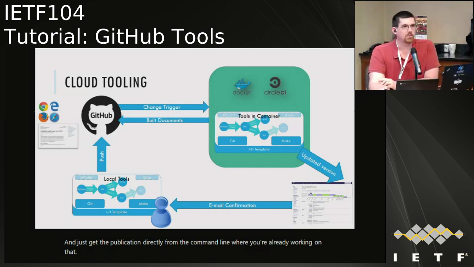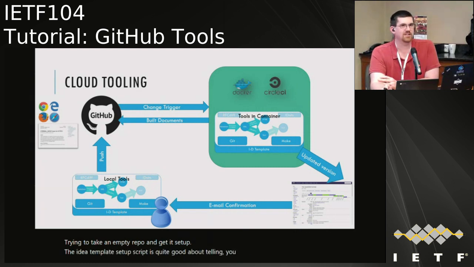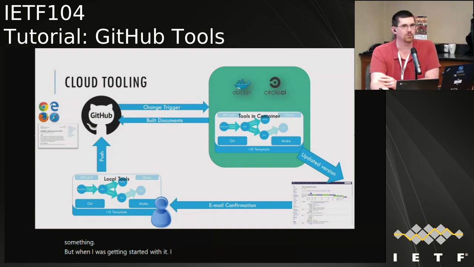So when you're trying to set up a repo from scratch, a lot of this is really convenient once you get it running. But the difficult piece is getting bootstrapped, trying to take an empty repo and get it set up. The ID template setup script is quite good about telling you when you haven't done something correctly. But when I was getting started with it, I would often just do a loop of run setup. It'll tell me, oh, you haven't done this yet. And then I need to go fix it.